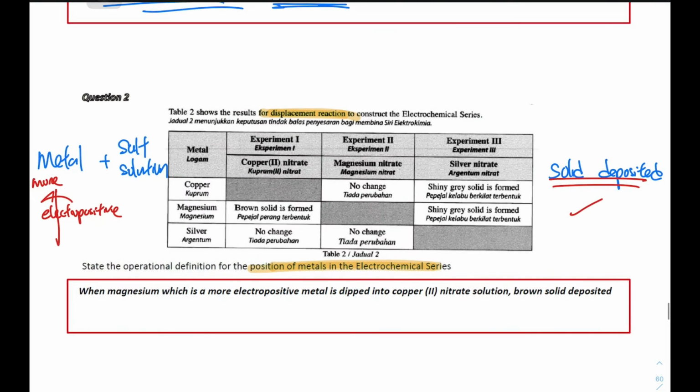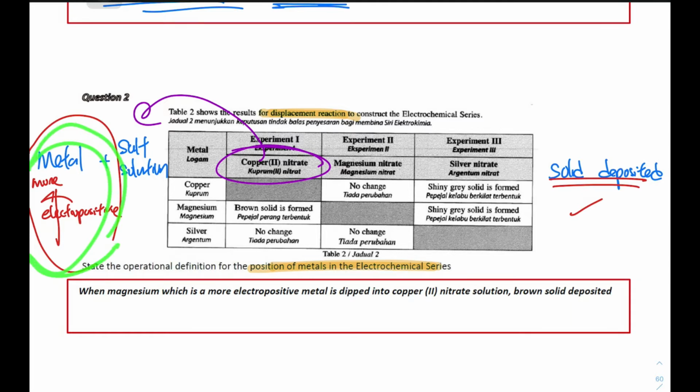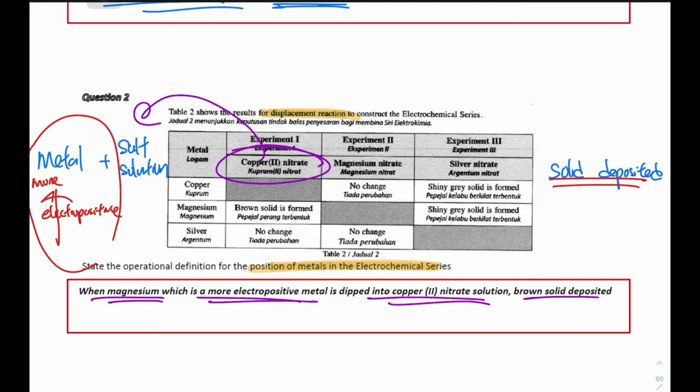So we can use one of the examples here, which is when I use a more electropositive metal and put it into the salt solution. Which salt solution? We have a lot of salt solutions here. 1, 2, 3. You can simply mention one here. For example, I want to use copper 2 nitrate solution. So this is what I can say. When a more electropositive metal, like magnesium, is added into copper 2 nitrate solution, a brown solid is deposited.